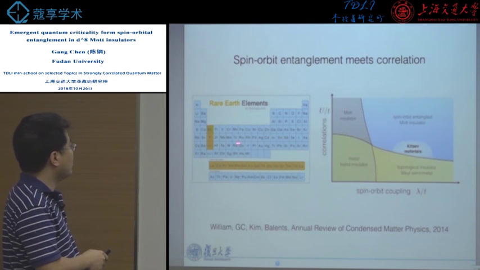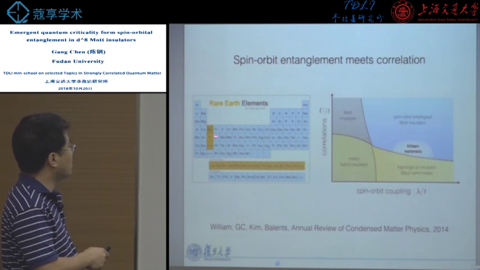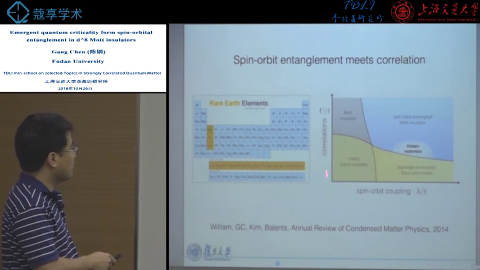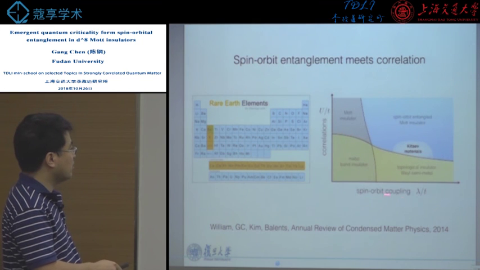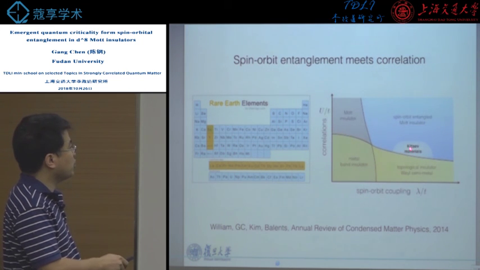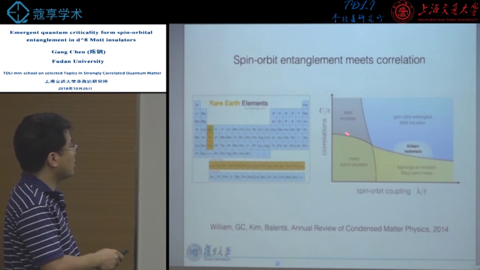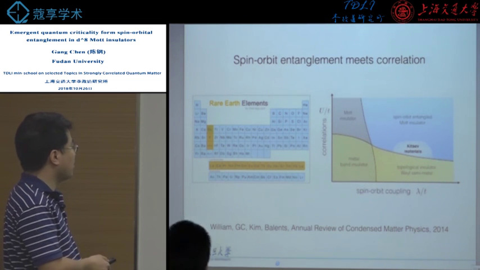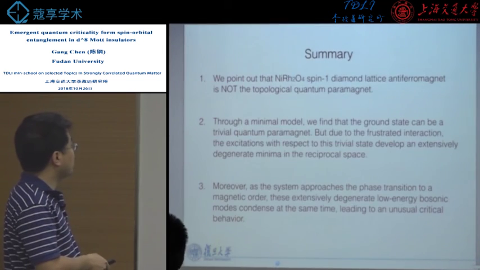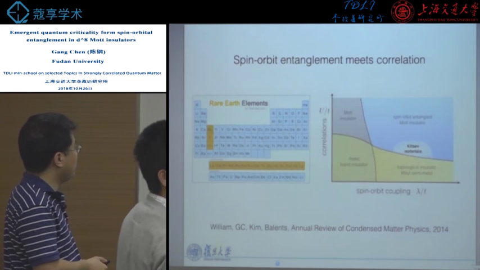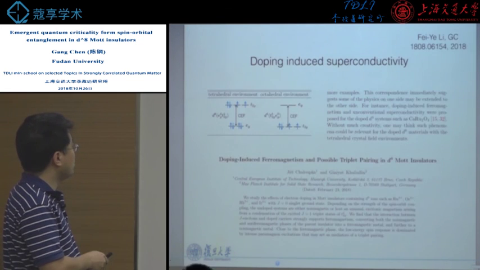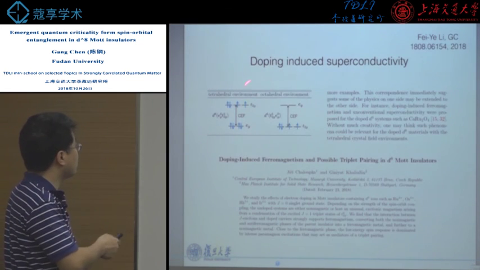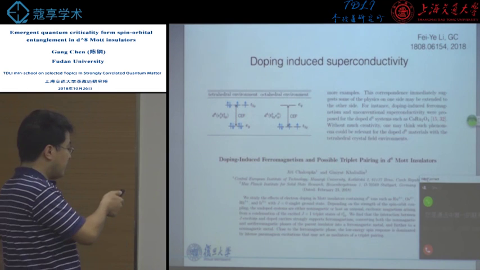Only in 2014, we began exploring the spin-orbit entangled physics in correlated matter. In correlated matter, we are mostly interested in these 4D and 5D transition metals, where the correlation meets the topology, meets spin-orbit coupling. There are many interesting phases, such as Kondo materials, such as Weyl semimetals, such as various topological phases. So this physics can potentially be realized in 3D transition metal oxides.